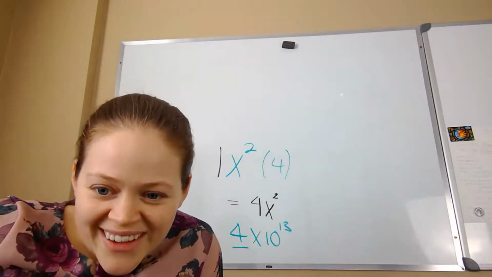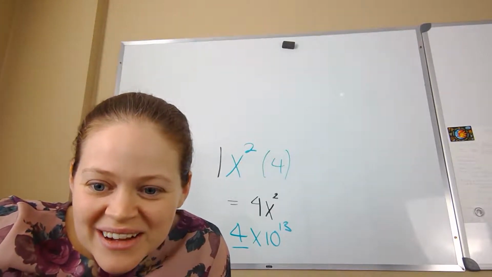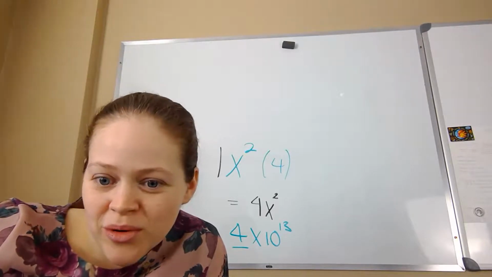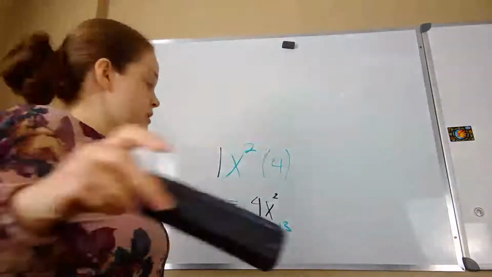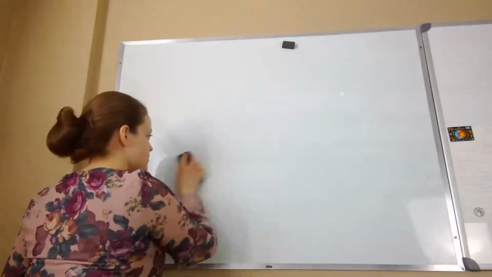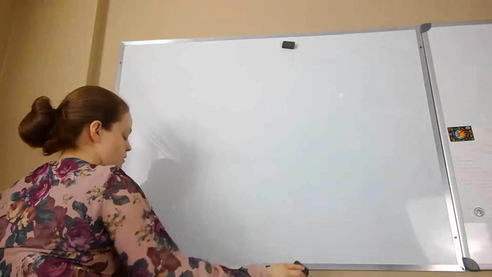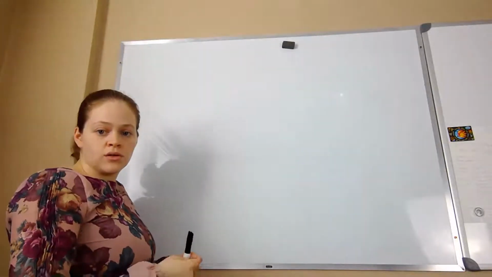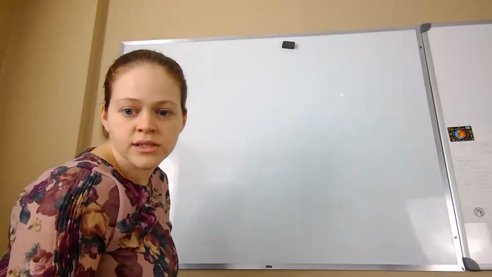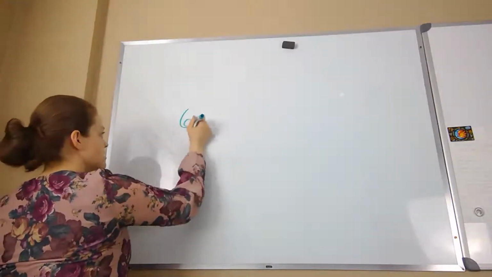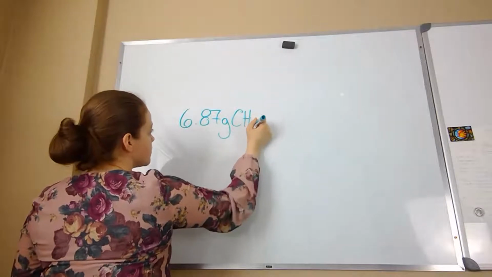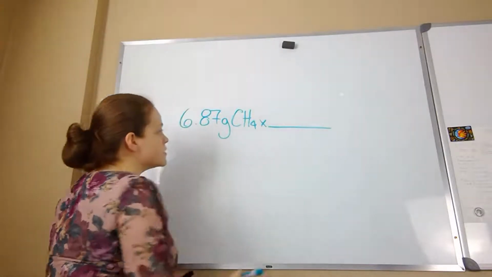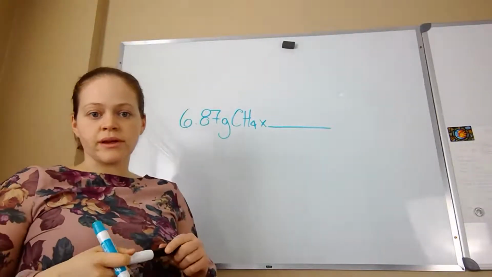Okay. How do you determine moles given grams, for example, methane? Okay. Yes. Good question. So we have 6.87 grams of methane, and we want to go to moles of methane.